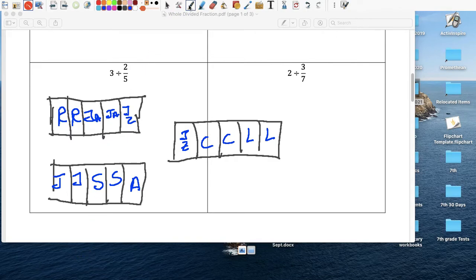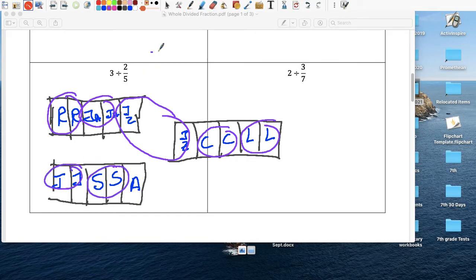So, how many people got 2/5? 1, 2, Jaslyn, 3, 4, 5, 6, 7. So 7 people got 2/5. But Armir, he only got 1. 1 out of what? 1 out of 2. Okay, so 3 divided by 2/5 is 7.5.